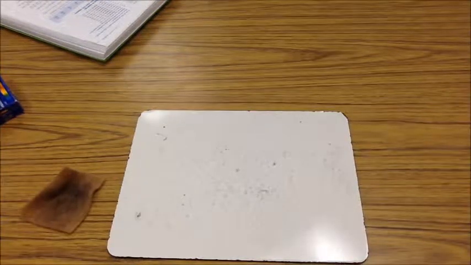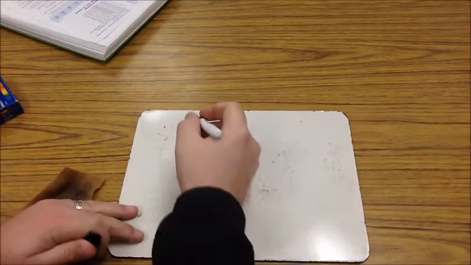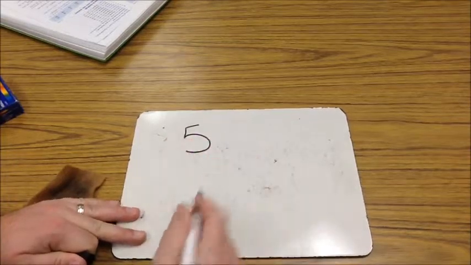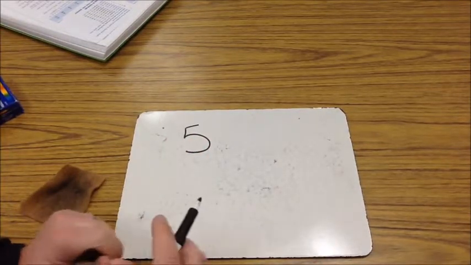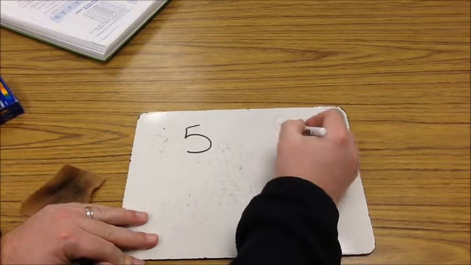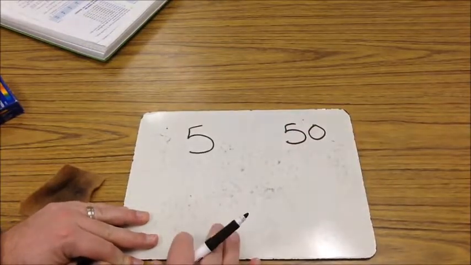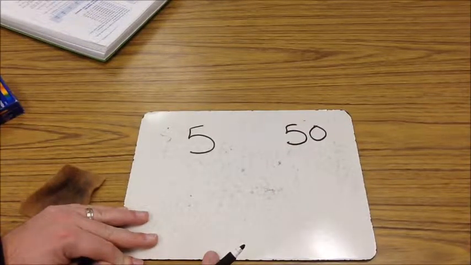So today we're going to work on two things. The first thing we're going to work on is skip counting by numbers. And the first number we're going to work with is the number 5. We're going to be skip counting from 5 to the number 50. Okay? So that's where we're going to go.